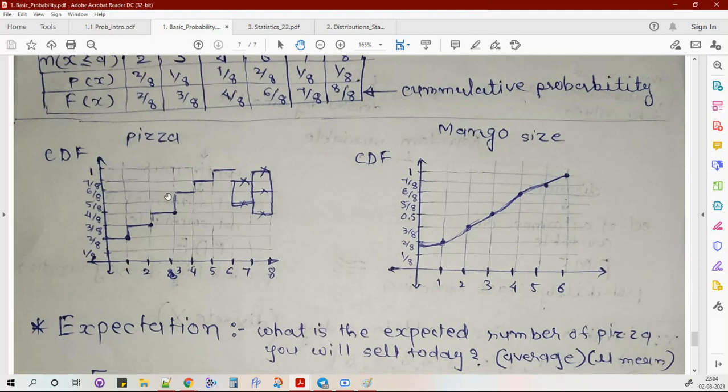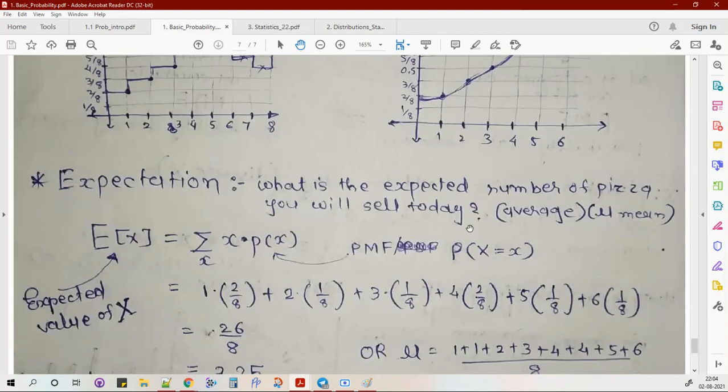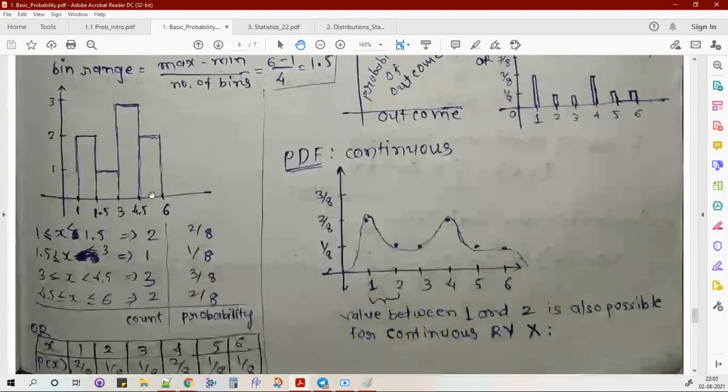So if you have PMF, you will get this step kind of a CDF. There is one proper name given to this kind of a graph. I am not getting it off the top of my head. And if you have PDF or continuous random variable, then you will get some CDF looking something like this, right? In case of mango size, because it can be anything, 1.5, 1.56 inch, like that. Any doubt, guys, till now? PDF, CDF, and PMF, even histogram?